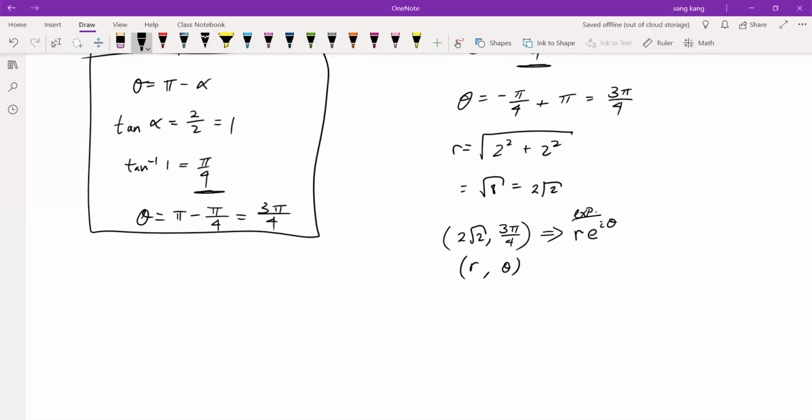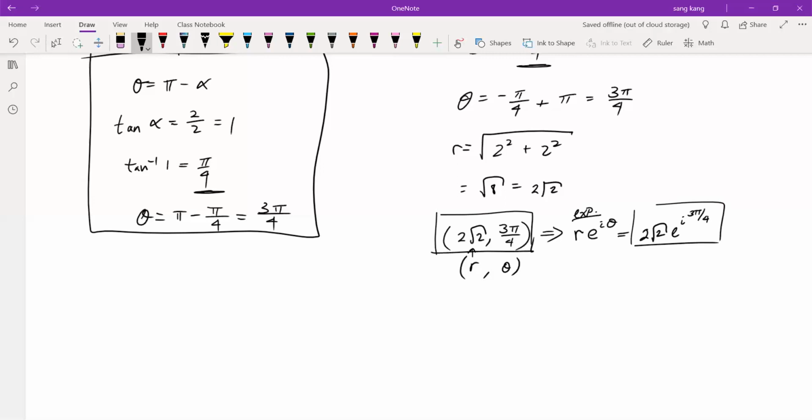And I'll explain where this comes from in a second. So R, we found R here. If we were to write it in this equivalent form, it'd be 2 root 2 e to the i theta, which is 3 pi over 4, right? So this is equivalent to this polar coordinate notation, okay?